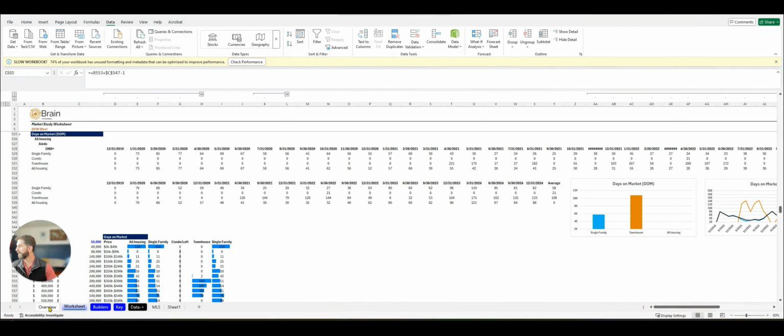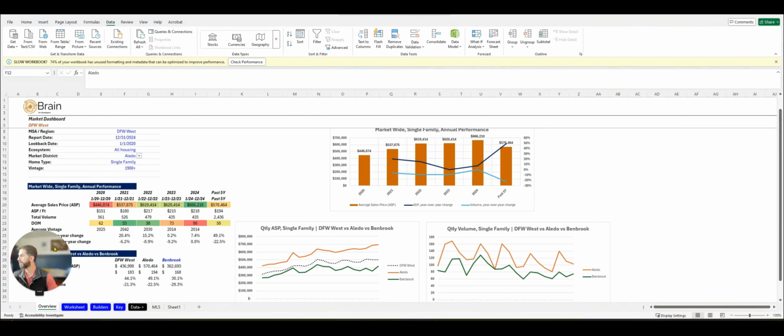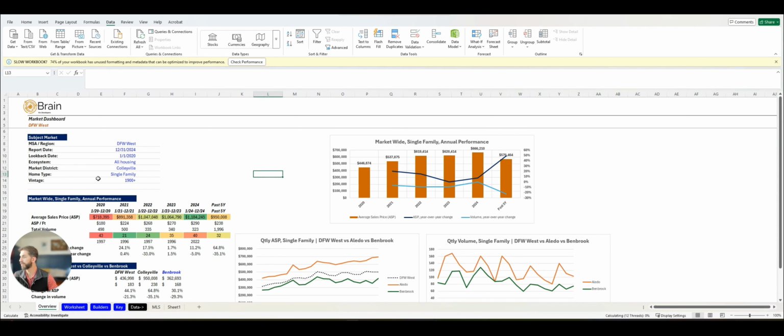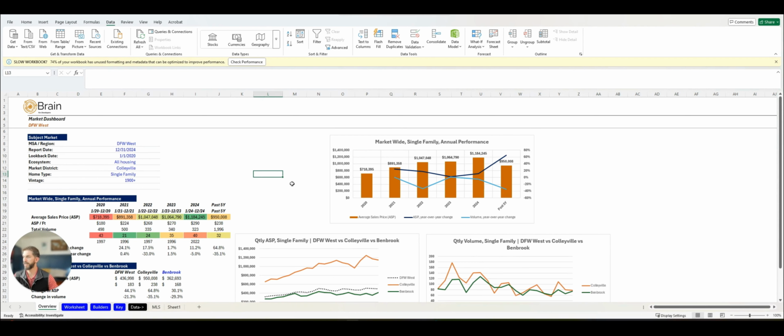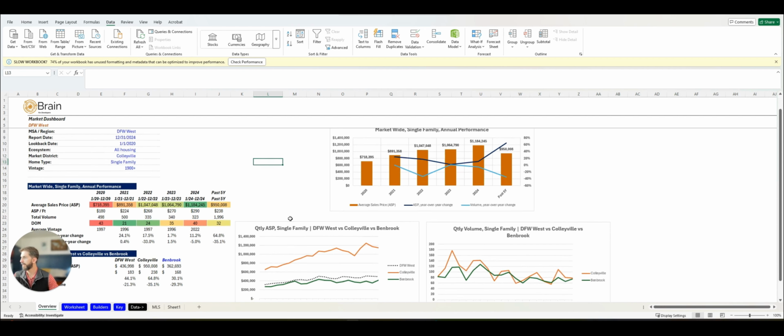Okay, and then we'll go back to the overview tab here. So I have Aledo selected. If we were to go to Colleyville, the data is going to change. Most of these data tables and charts and graphs are going to change. There you go. And then I have single family, and I have 1900 plus, meaning the year of construction is the year 1900 or sooner or more recent.